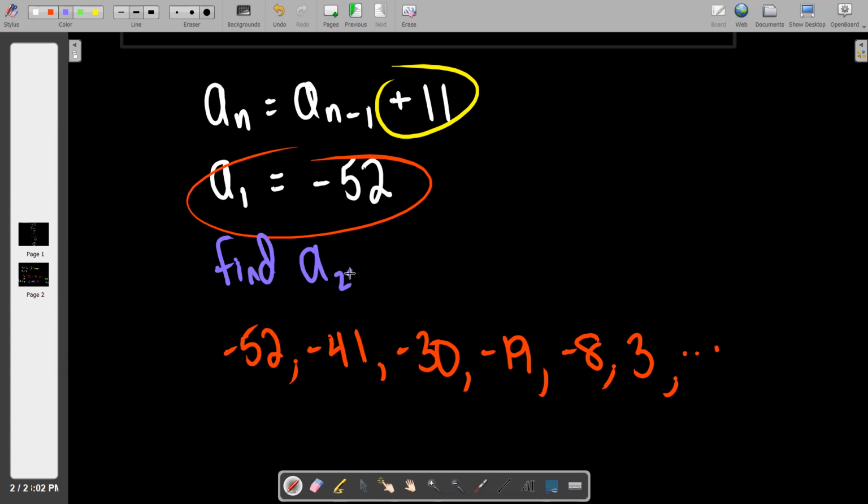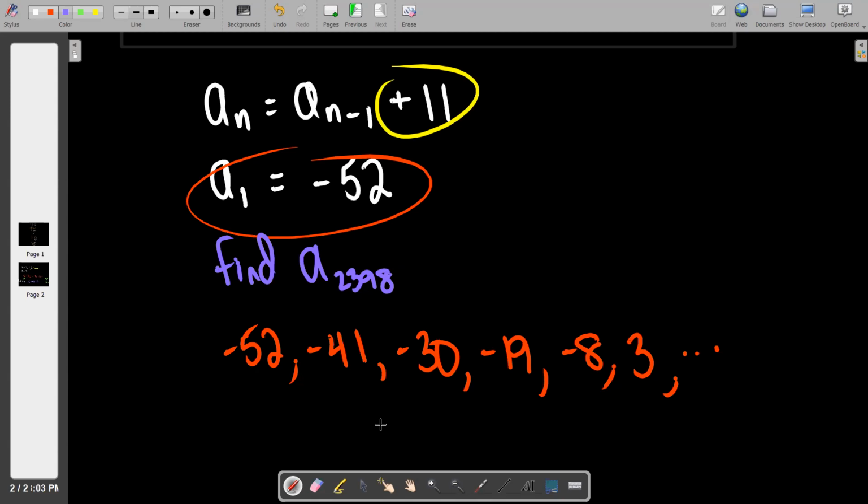a sub 2,398? In other words, if you were to continue this sequence on for 2,398 of those red numbers, can we predict what it will be? Of course we can. Can we do it without counting all the way up? What a stupid lesson this would be if you walked away from it thinking I just have to keep hitting plus 11 on my calculator that many times. Like that's a fail for all of us there.